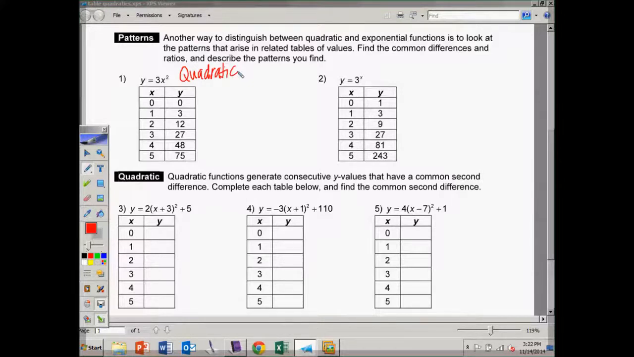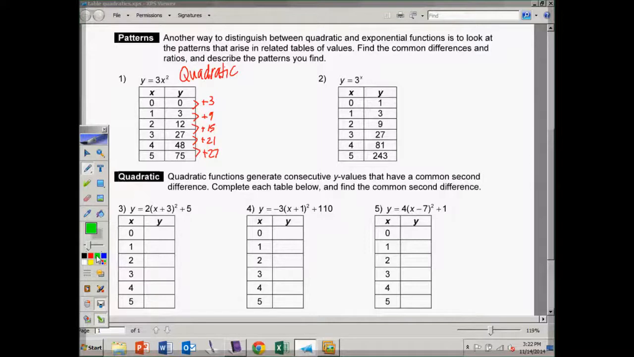So that means that when I'm thinking about how did I go from 0 to 3, what did I do? Add 3. Added 3. How did I go from 3 to 12? Add 9. How did I go from 12 to 27? Add 15. How did I go from 27 to 48? Add 21. And how did I go from 48 to 75? 27. Good job. All right, so that's just looking at this.